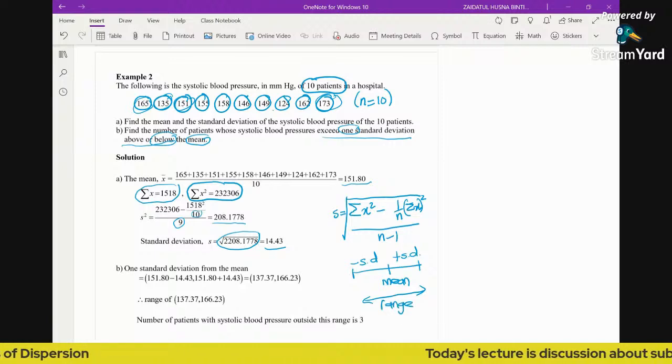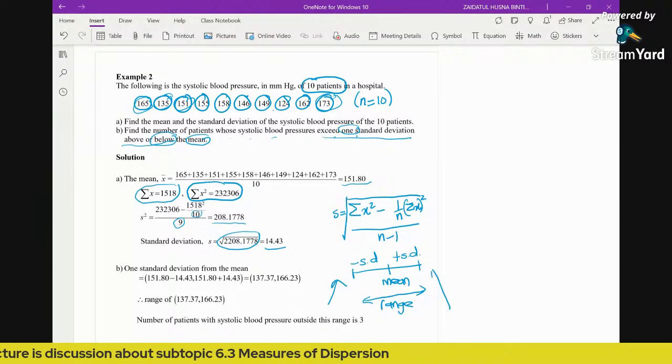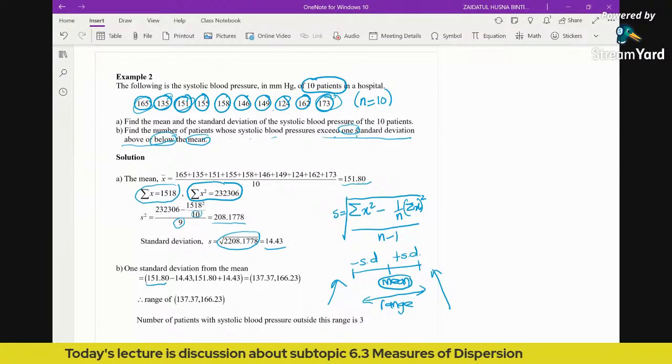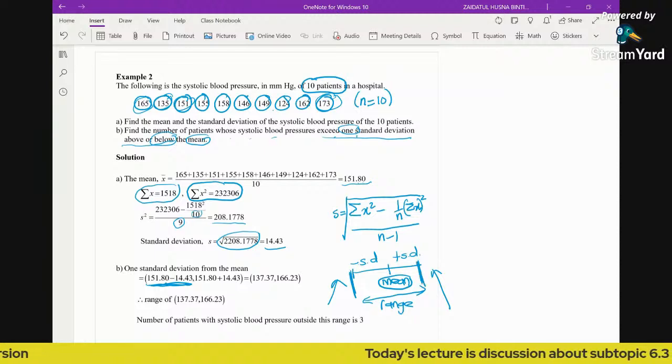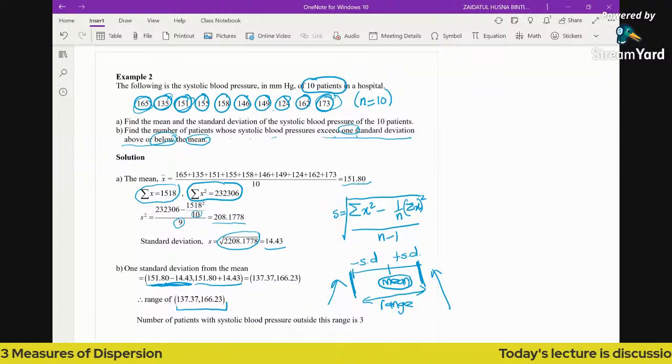So the question says find the number of patients whose systolic blood pressure exceeds 1 or below, which means we are going to find if there is any patient whose blood pressure is outside the range. So what do we do? The mean here is 151.8. So we subtract the standard deviation to get the lower reading of the range, while here we add the standard deviation to get the upper reading of the range. So you can see that this is the range that we obtain. The range of the reading of blood pressure is between 137 and 166.